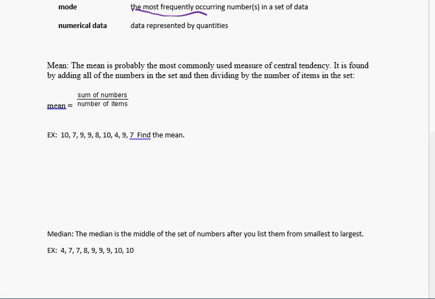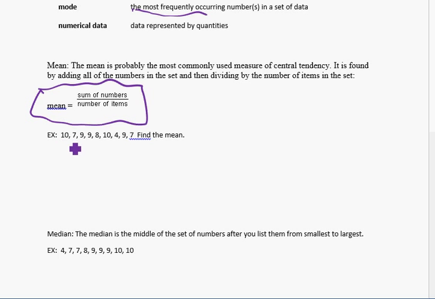Mean is probably the most commonly used measure of central tendency, and people usually, when they say average, they're thinking of the mean. And it's found by adding all the numbers in a set and then dividing by the number of items or numbers in the set. So here's your formula for mean. The mean is just the sum of the numbers divided by the number of items or numbers.